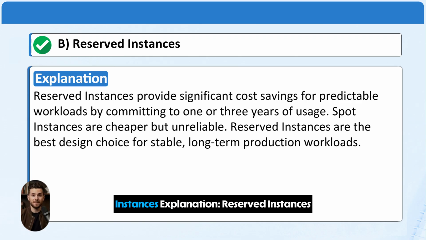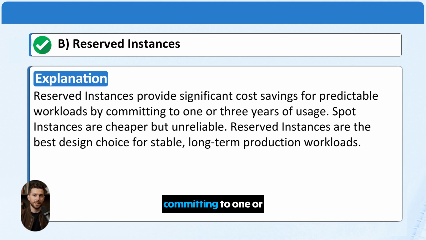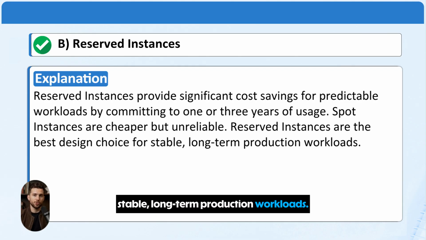Reserved Instances. Explanation: Reserved instances provide significant cost savings for predictable workloads by committing to 1 or 3 years of usage. Spot instances are cheaper but unreliable. Reserved instances are the best design choice for stable, long-term production workloads.